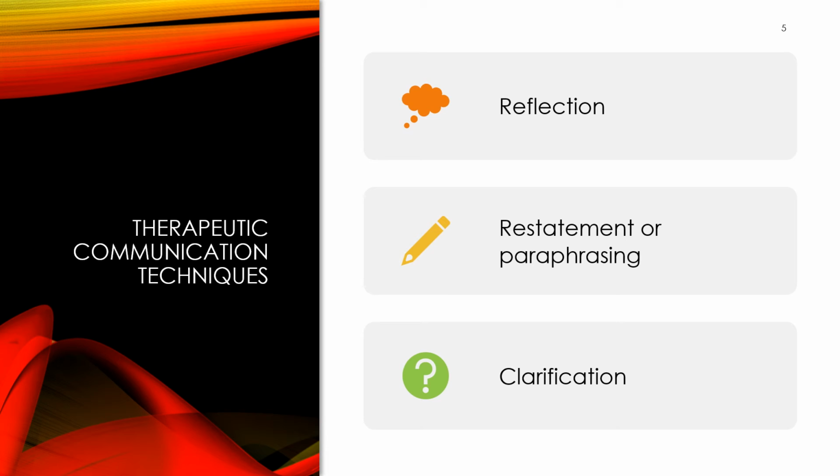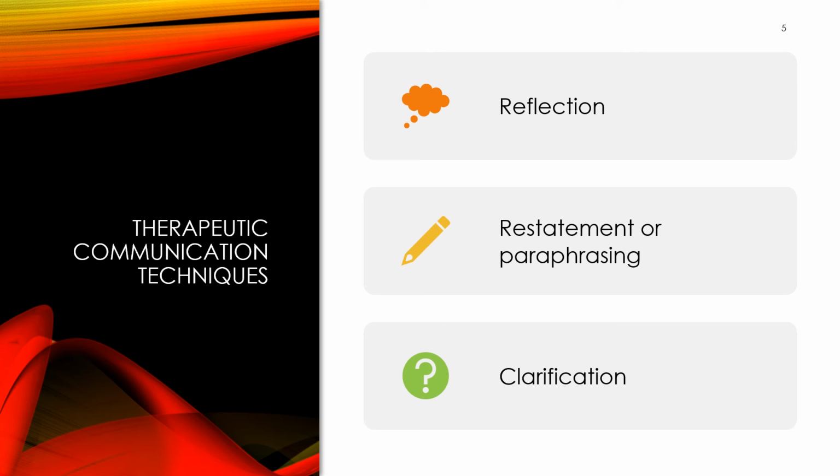The technique of restatement or paraphrasing is one in which we rephrase what the person has said to make sure we fully understand what they're telling us. Now, you don't repeat their exact words back to them, but you rephrase what they've said. Here's an example. So, it sounds to me like you're saying that your pain began after you ate your dinner. And then the person can say, yes, or no, not quite, and clarify further.